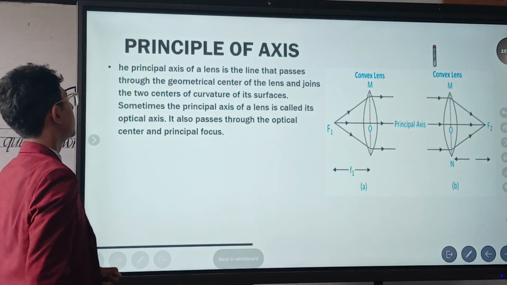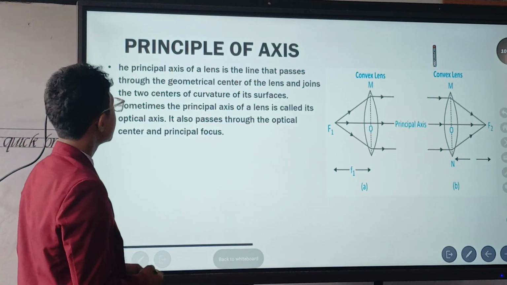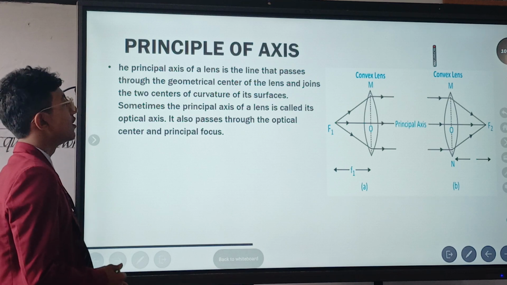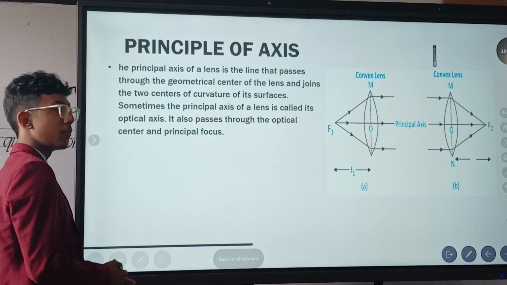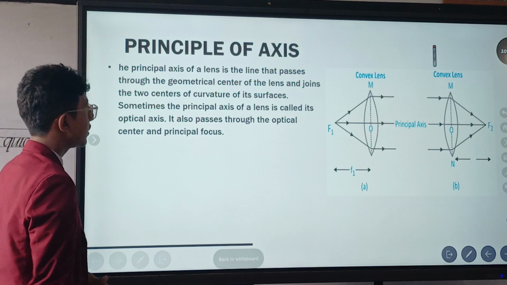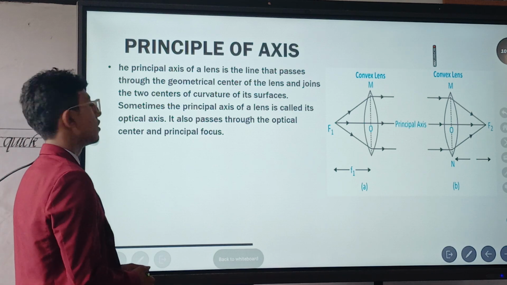Principal axis. The principal axis of a lens is the line that passes through the geometrical center of the lens and joins the two centers of curvature of its surfaces. Sometimes the principal axis of a lens is also called the optical axis.